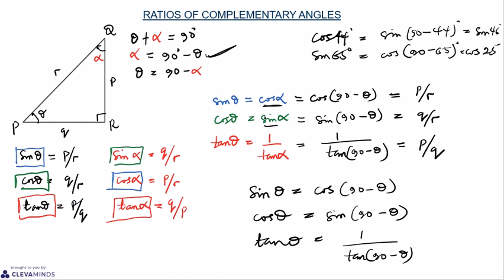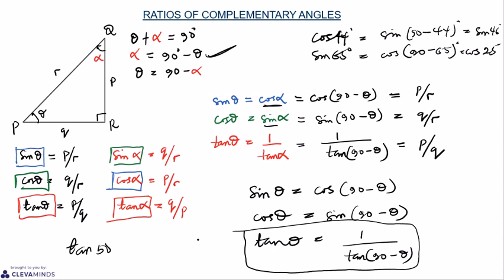That's how trigonometry works. We can do the same thing for tan. If you have tan 50, using this relation, tan 50 will give us cot, remember 1 over tan is cot. So that will give us cot 90 minus 50, which is cot 40 degrees. That's how ratios of complementary angles work.